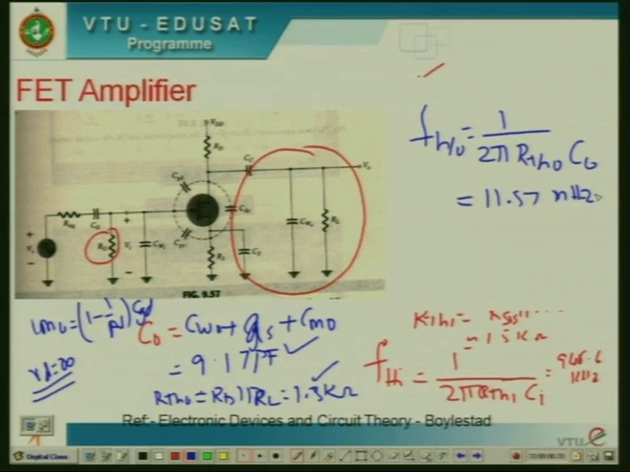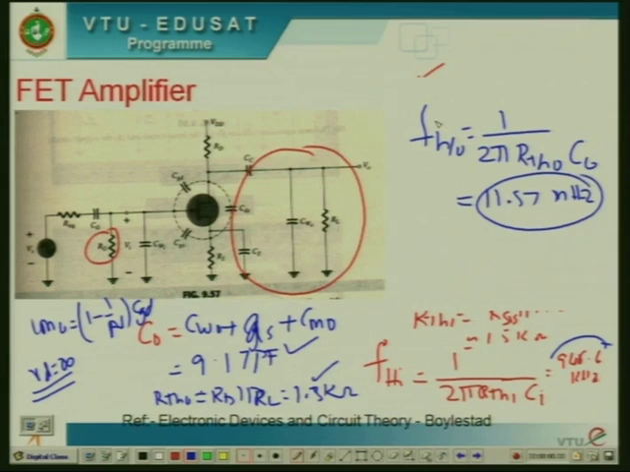The gain of the amplifier is to be about 3, and then 1 by root 2 if you consider, you have two frequency components, one is 945 kilohertz and the other one is 11.57 megahertz. Which one are you going to select for determining the bandwidth of an amplifier?